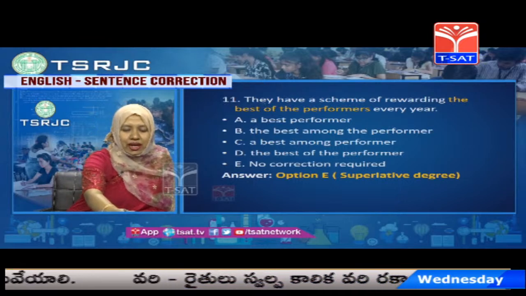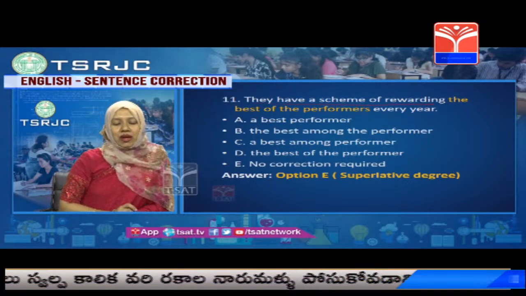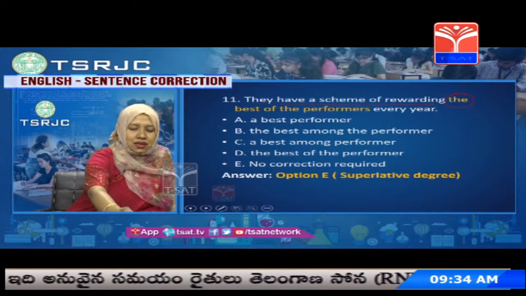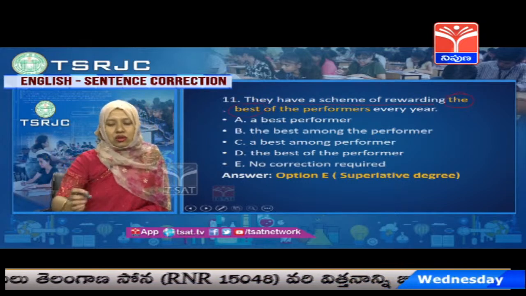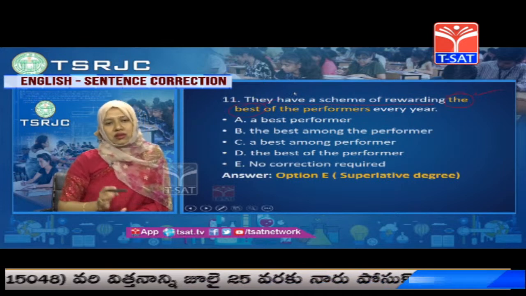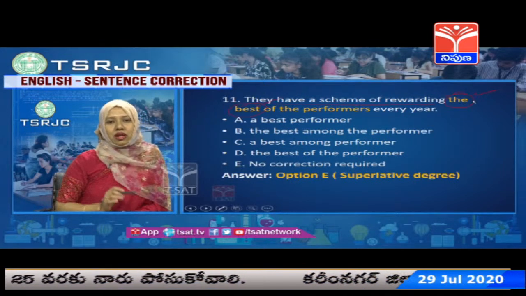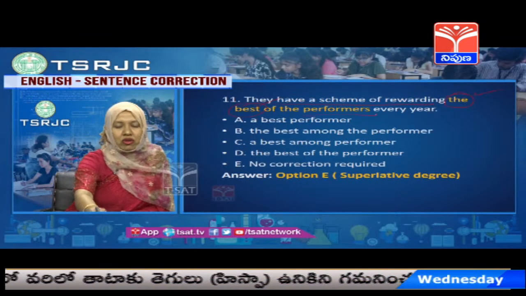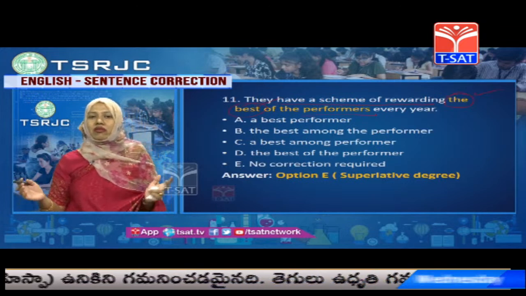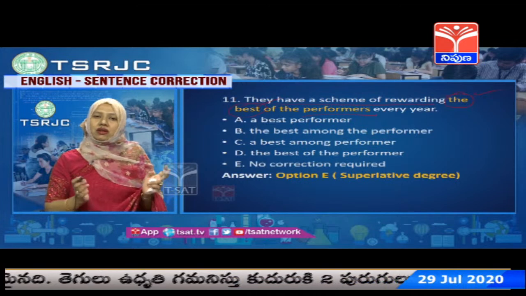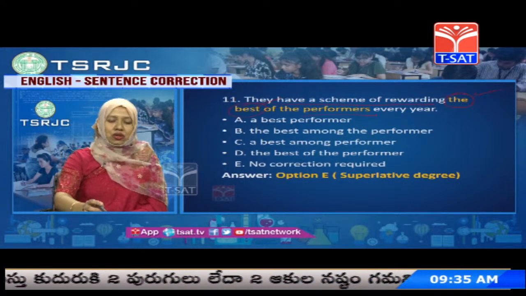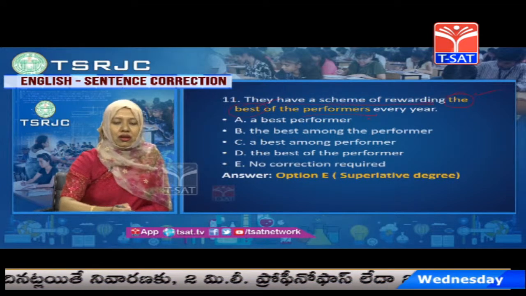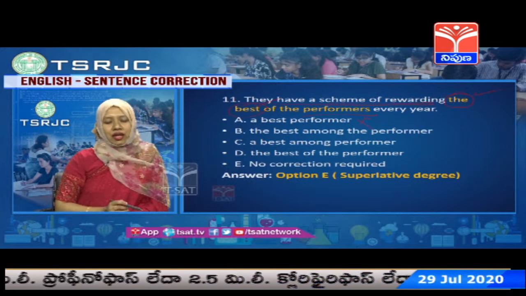If you see the sentence, they have a scheme of rewarding the best of the performers. Now "the" is superlative degree. Best is an adjective: good, better, best. So these two are correct. Along with the superlative degree, we are using "the best". This phrase is correct: the best of the performers. Out of so many performers, they are rewarding the best of the performers. So here option A is wrong.